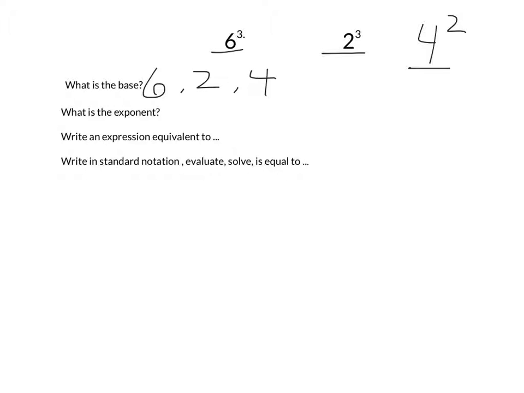What is the exponent? The exponent in 6 cubed is a 3. The exponent in 2 to the third power is 3. And the exponent in 4 squared is 2. That's how many times you would multiply it out.